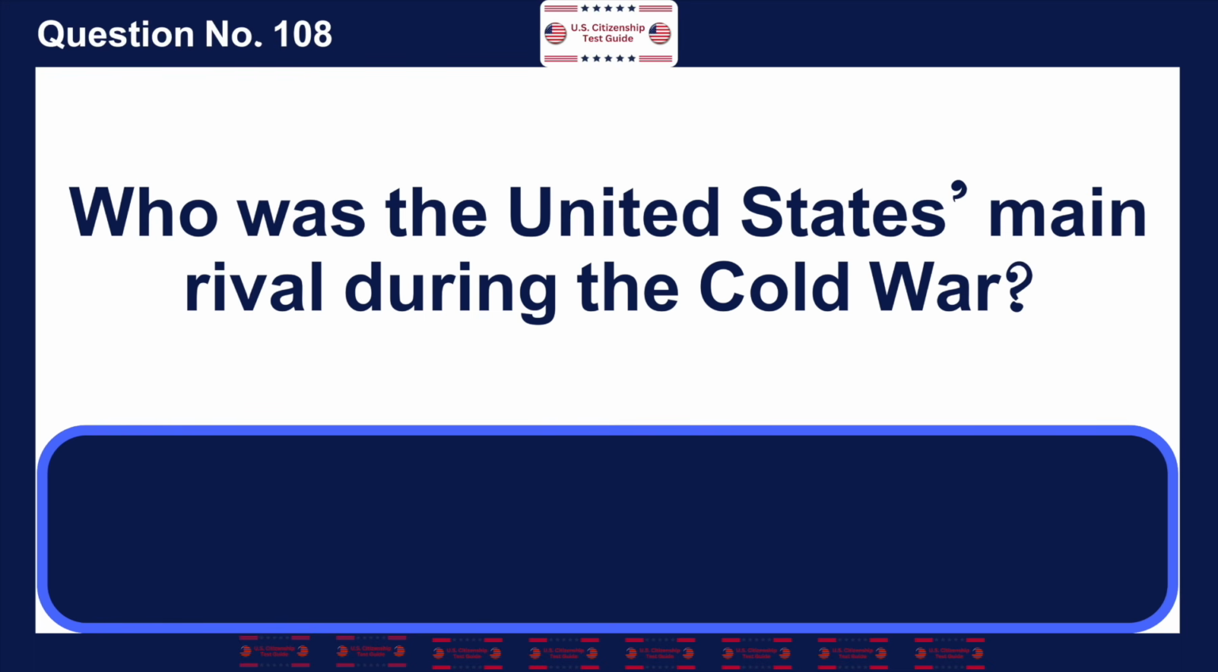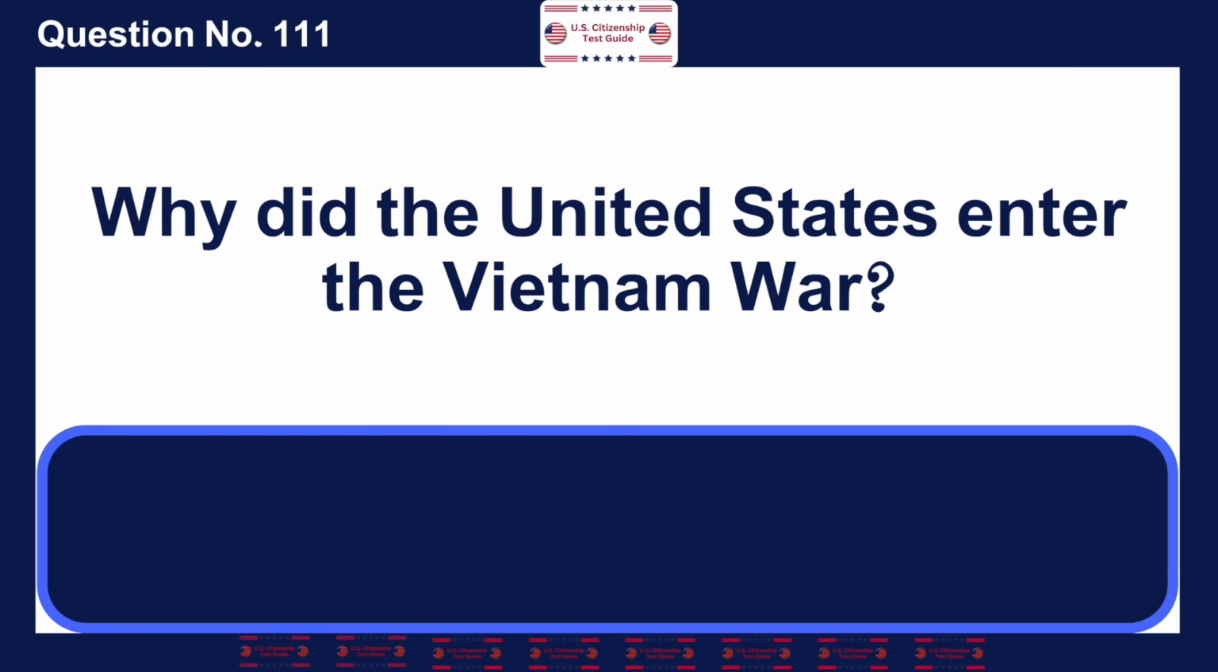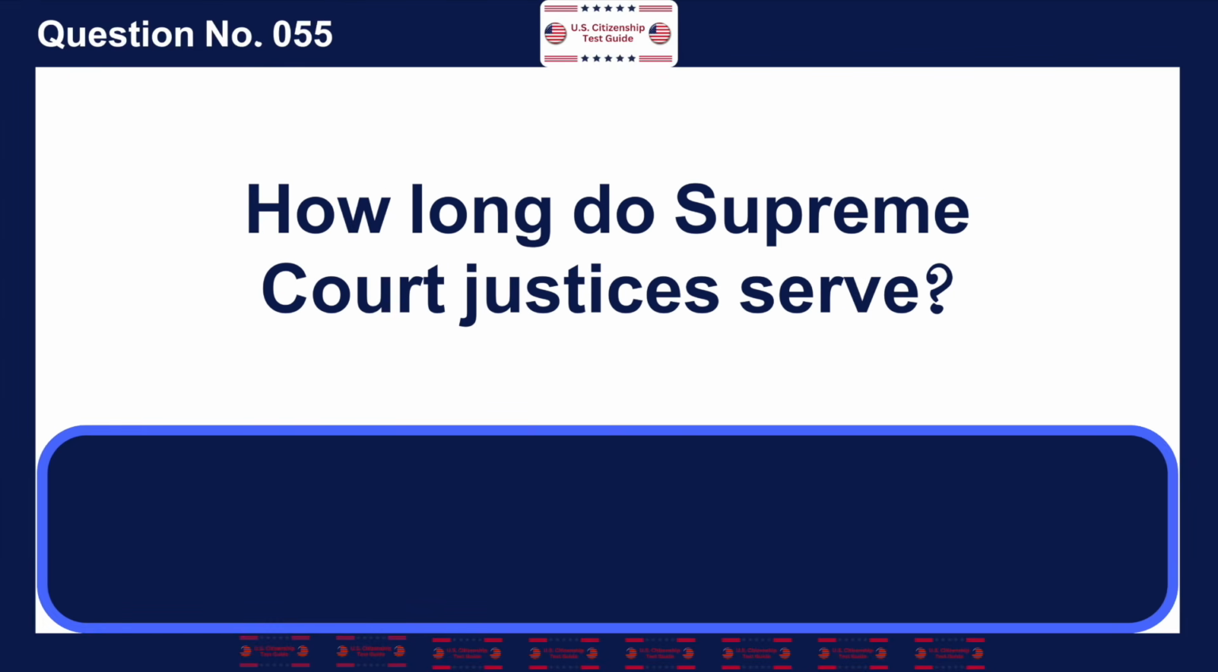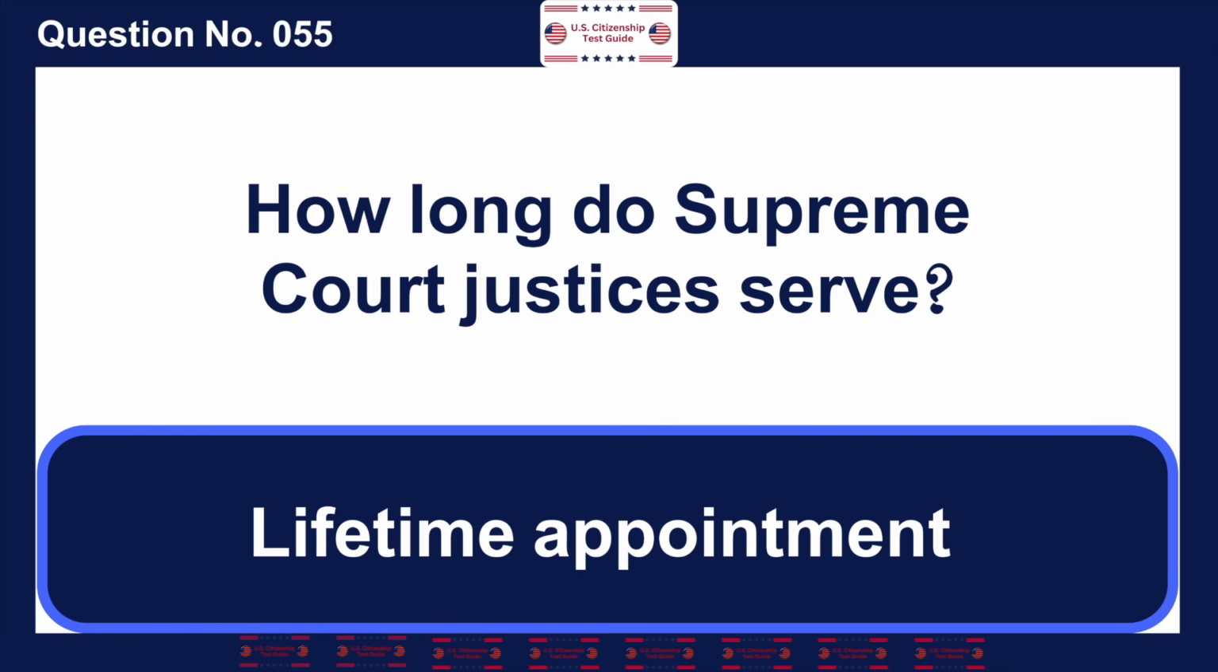Who was the United States' main rival during the Cold War? Russia. Why did the United States enter the Vietnam War? To stop the spread of communism. How long do Supreme Court justices serve? Lifetime appointment.